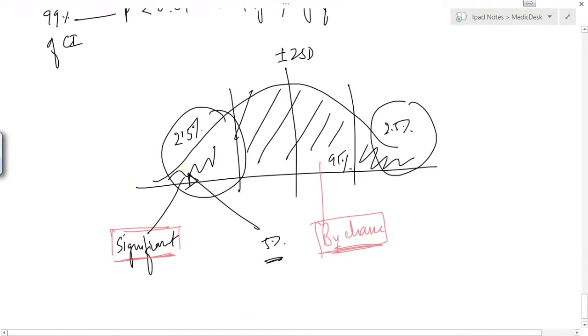Suppose any value comes in this 2.5%, when we are calculating at 95% confidence interval, then it would be significant and not by chance. But at the 95% significance level, if the calculated value is between plus or minus 2 SD, then it is by chance and it is not significant.